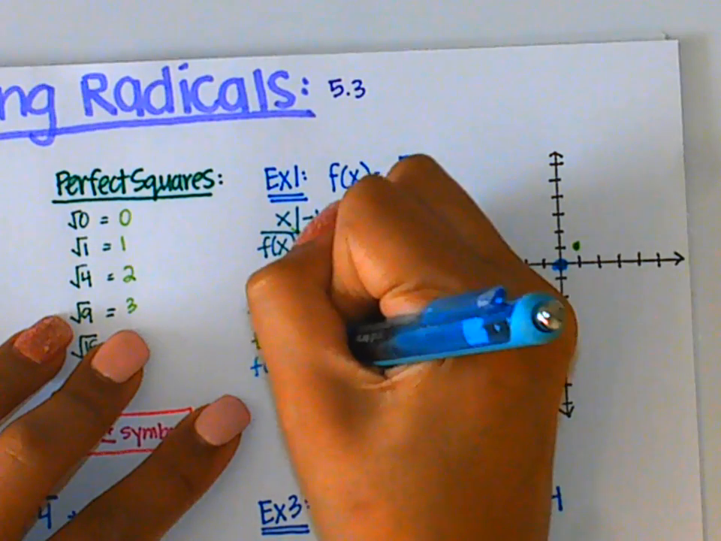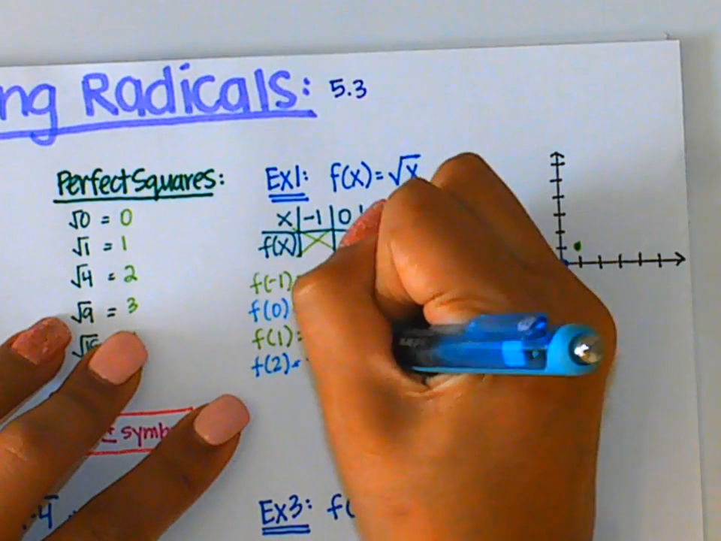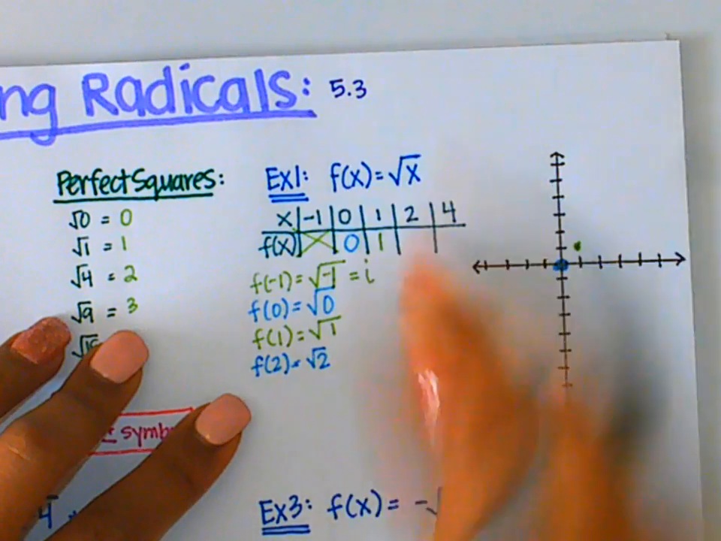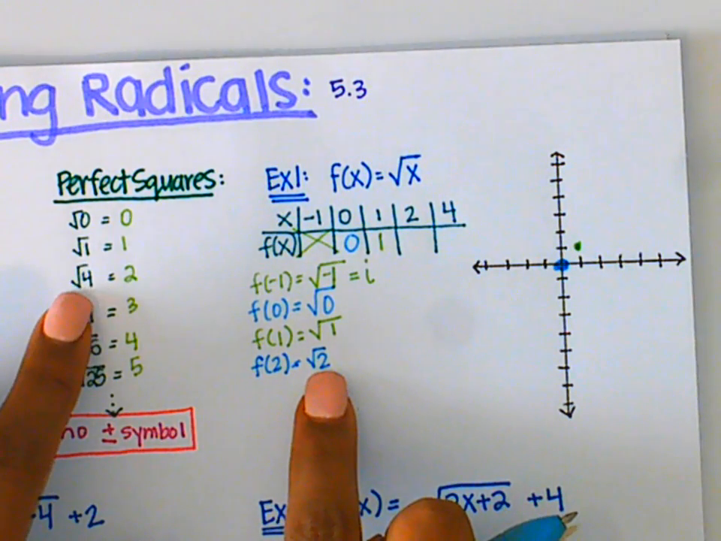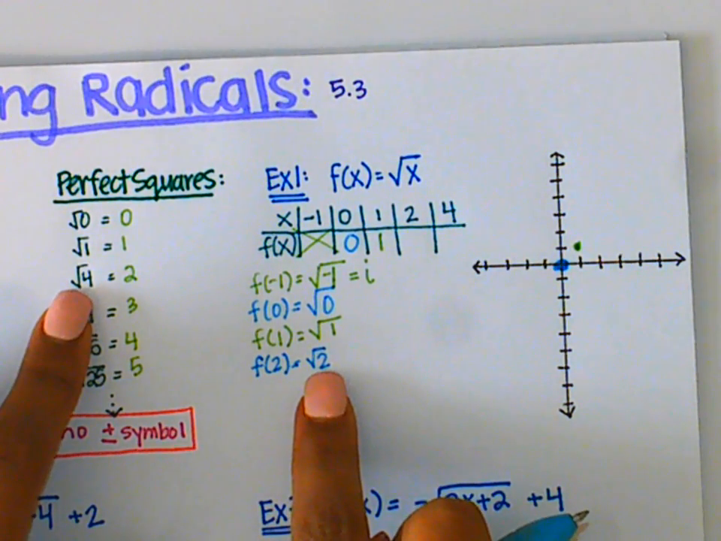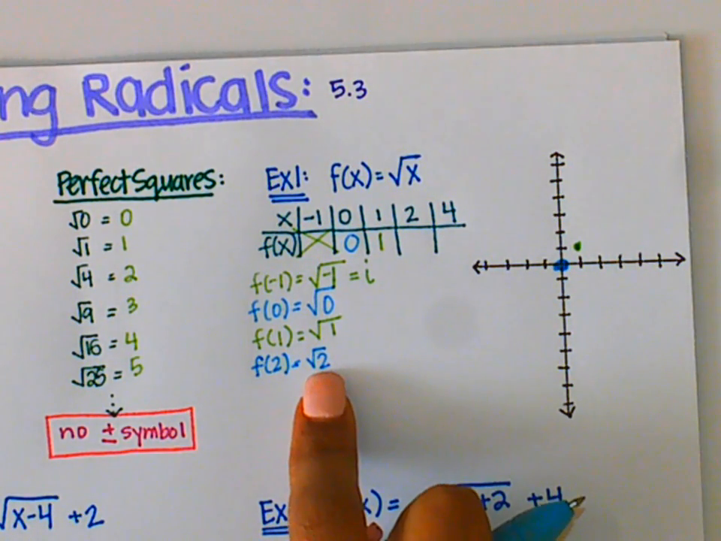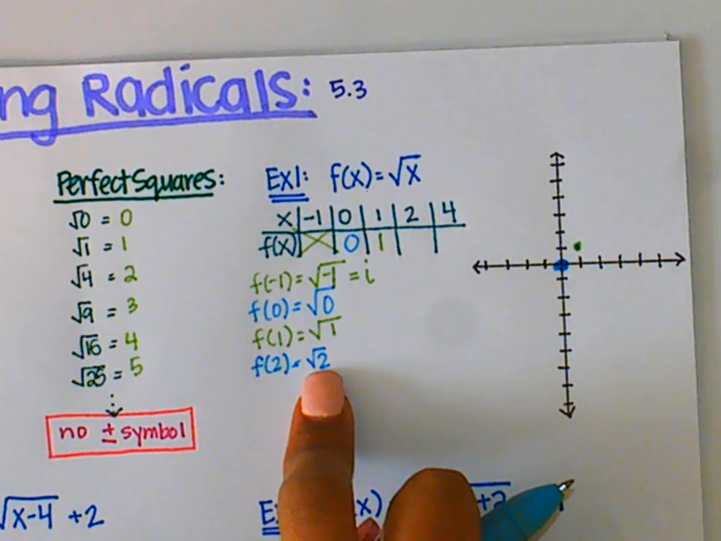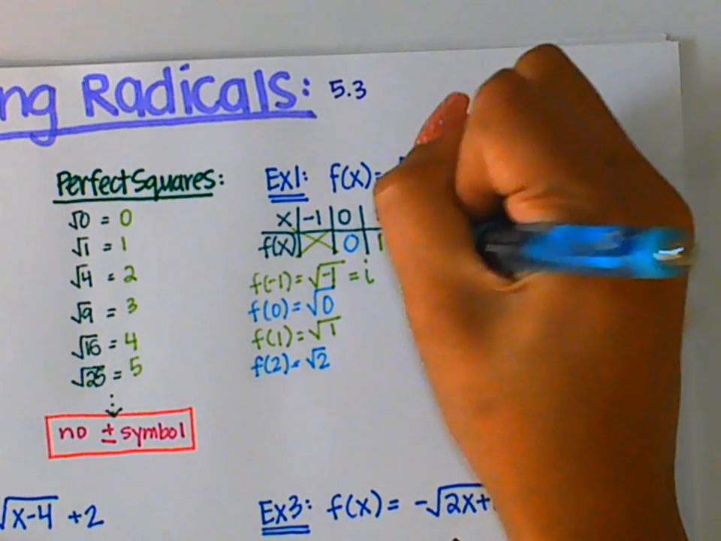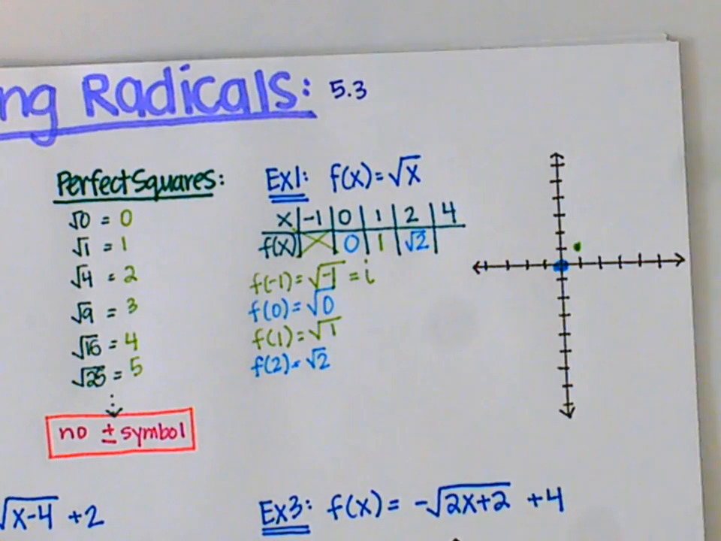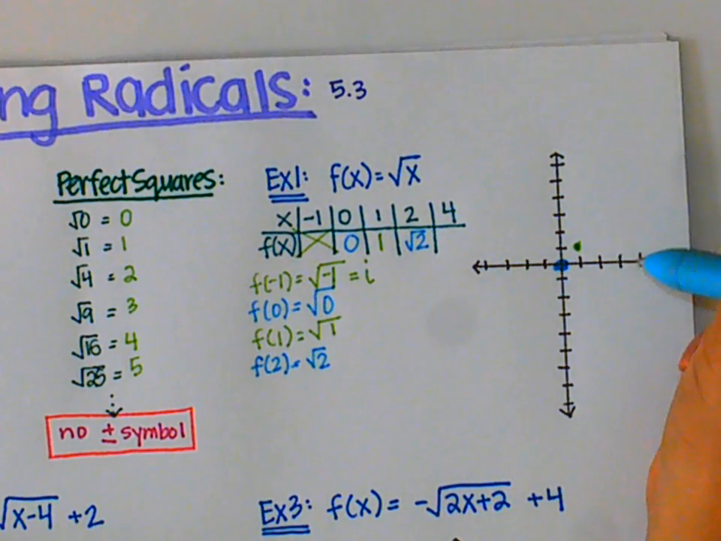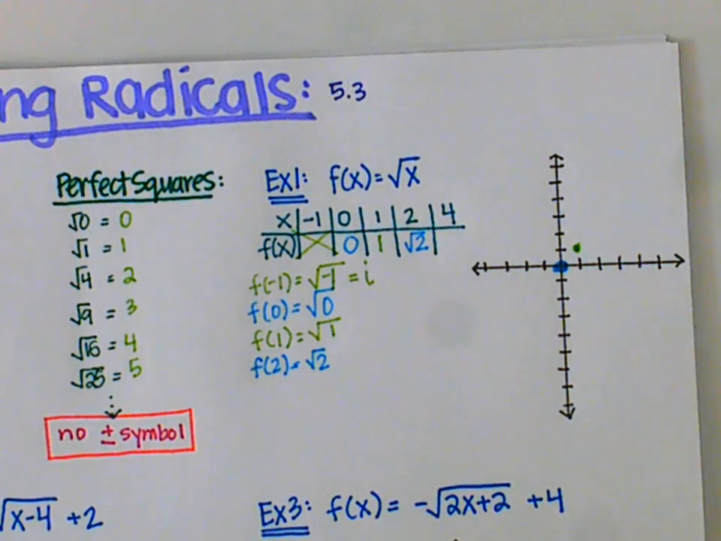F of 2 is equal to the square root of 2. Now, the square root of 2 is not one of my perfect squares. I can simplify this and use a decimal, and it would be 1.414328, I think. But I don't want to deal with decimals. So I'm going to put it back in my table because there's a spot for it. But I'm not going to put it in my graph just because I know it would be an approximation. It's kind of like a closest guess.